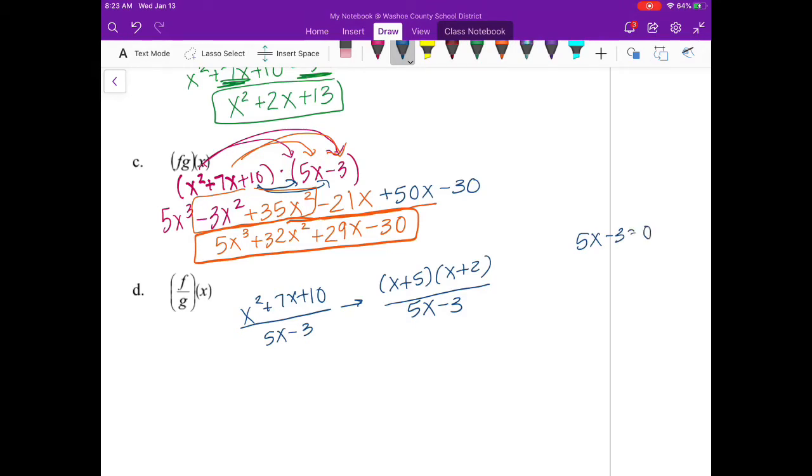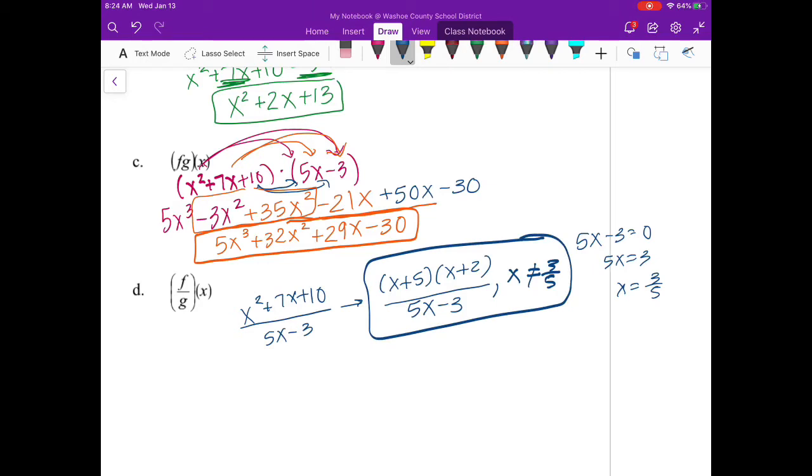So if I set 5x minus 3 equal to 0, and I solve for x, I get x equals 3/5. So in addition to my answer, I also have to say x cannot equal 3/5, because if x were to equal 3/5, that would make my denominator 0, and I don't want that. Okay?